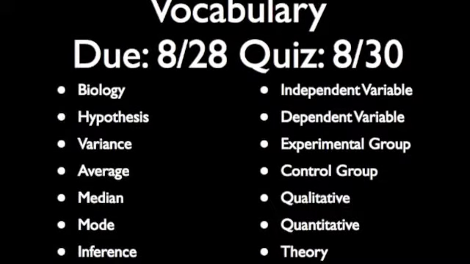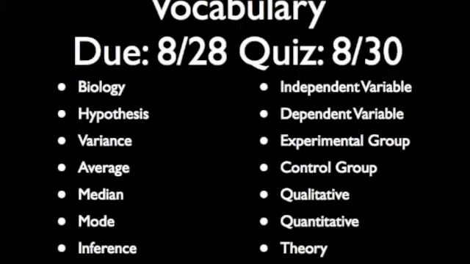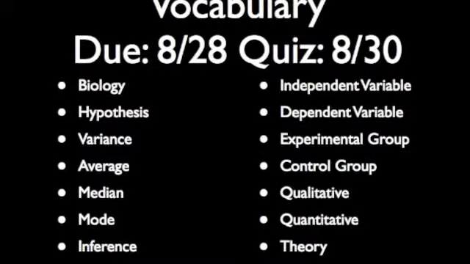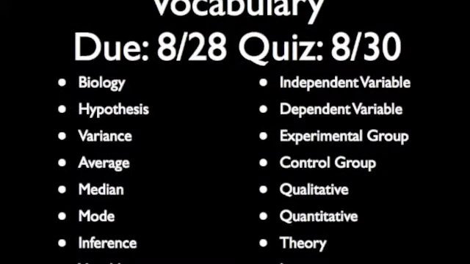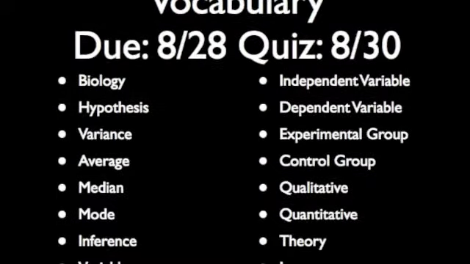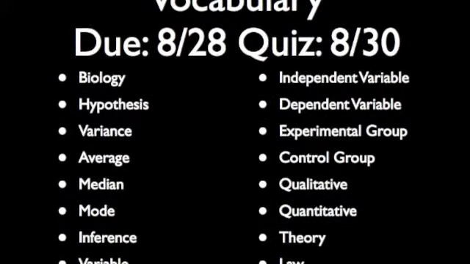Your vocabulary words for this unit will be biology, hypothesis, variance, average, median, mode, inference, variable, independent variable, dependent variable, experimental group, control group, qualitative, quantitative, theory, and law.